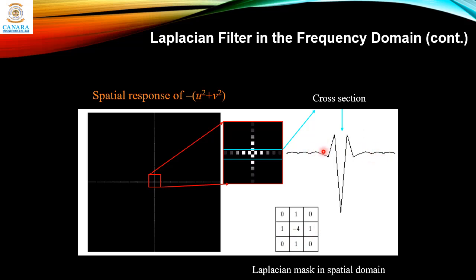This is one-dimensional mapping. You can do it in the other direction also, row or column. So you get 1, -4, 1, or in the spatial domain we showed it as 1, -2, 1, and in the other direction 1, -2, 1. When we combine, we have the effect of 1, -1, 1, 1, 1. This is what we get in the Laplacian filter in the frequency domain.